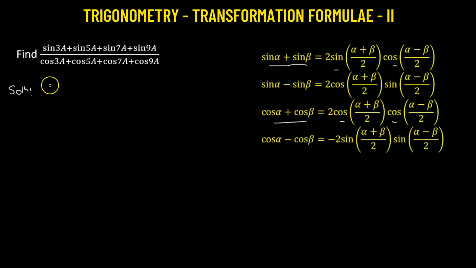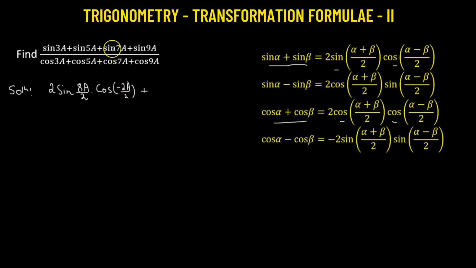That is going to give us 2 times sine of angle, 3a plus 5a, so that's going to be 8a, so we have 8a over 2, multiplied to cosine of angle 3a minus 5a, that's going to be negative 2a divided by 2.